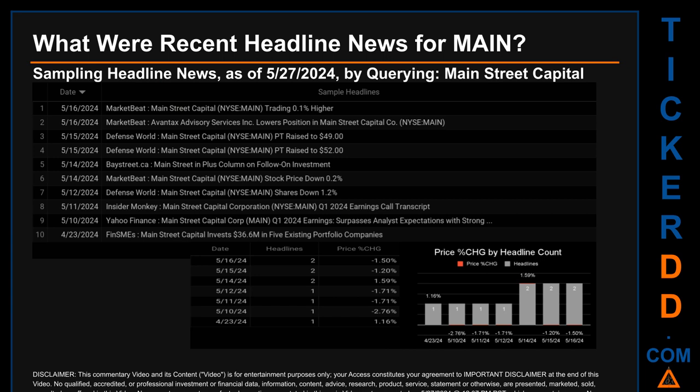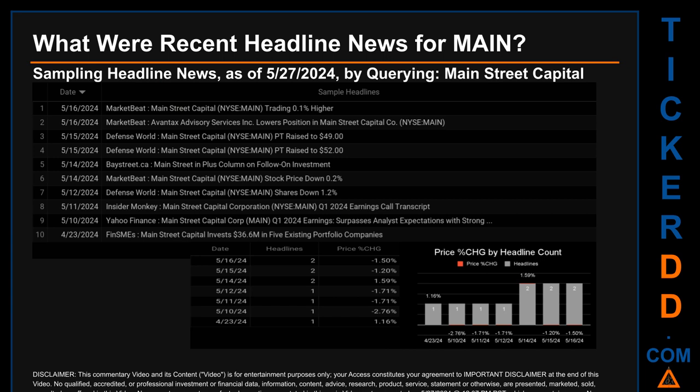On Wednesday, May 15, 2024, first, Defense World published the headline that read, Main Street Capital, NYSE: MAIN, PT raised to $49. Second, Defense World published the headline that read, Main Street Capital, NYSE: MAIN, PT raised to $52. Then, for the third day with the most discovered headlines, Tuesday, May 14, 2024.